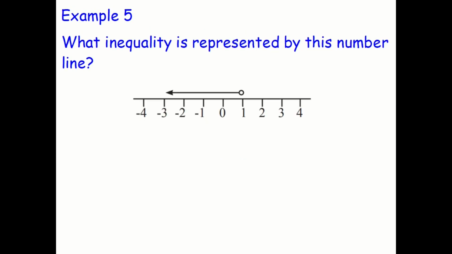Example number 5, what inequality is represented by this number line? So you can just say x. X is less than, because it's a hollow circle, less than 1. You might also spot that the way that the arrow is going here is also the way that the inequality goes that way.